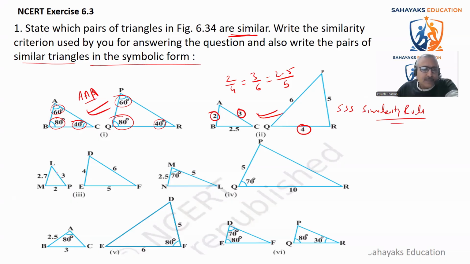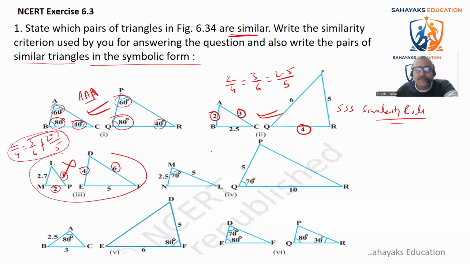Now coming to this, let's compare. This is 2, and I'll compare it with 4. So MP, 2 by 4. Then comes 3 by 6, which is equal to 3 by 6. Good, but it is not equal to 2.7 divided by 5. So unfortunately, this is not similar. This is not similar.